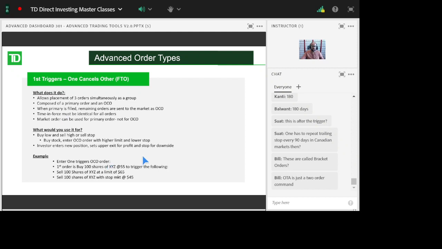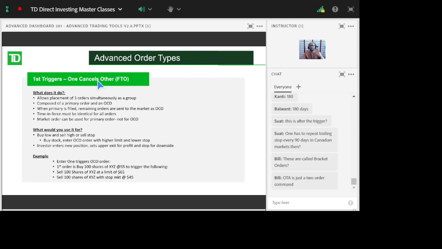All right, and finally, we're going to talk about first triggers OCO. First triggers OCO is what it's called. One cancels other. We just talked about one cancels other. The difference between this order compared to the other two is that in this order there's three orders that we're placing. It's not very hard. It's very simple. The only difference is the name is first triggers OCO, one cancels the other. We just talked about an OCO, so you already know what an OCO is.